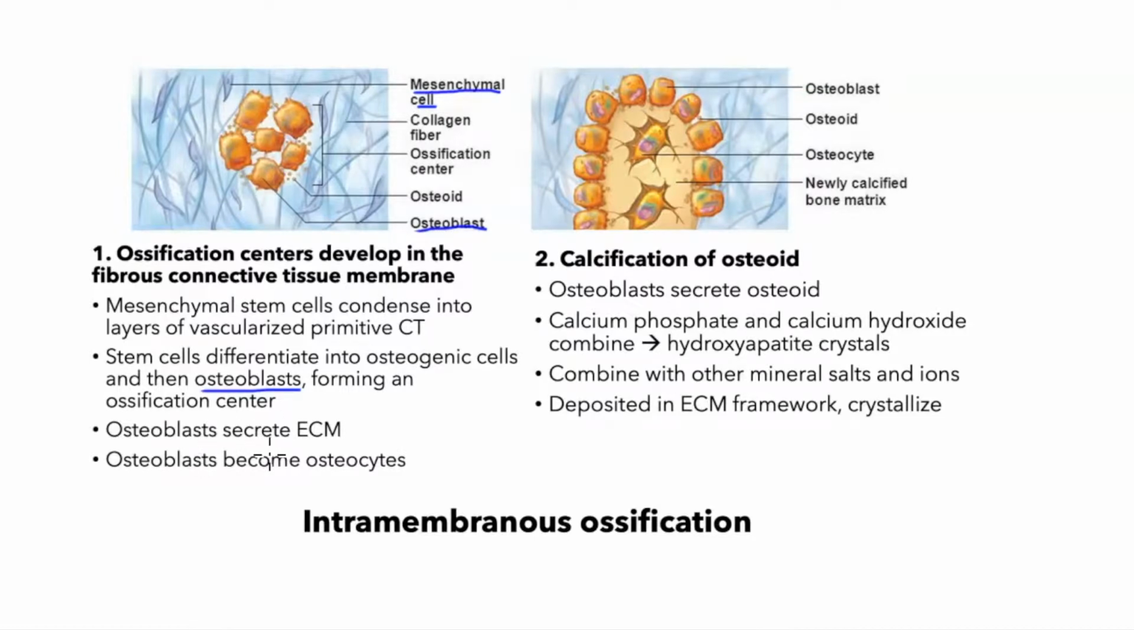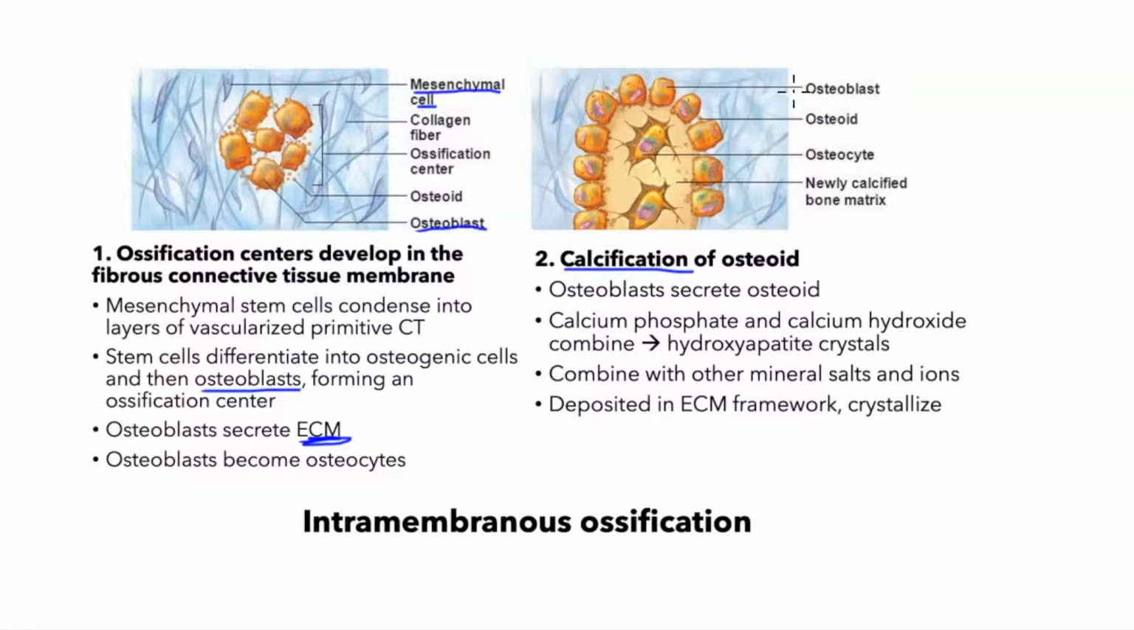These osteoblasts, as we talked about in a previous video, secrete extracellular matrix. So the extracellular matrix is the osteoid and the collagen fibers that you see around here. And these osteoblasts eventually become osteocytes as the extracellular matrix hardens. So the second step of intramembranous ossification is the calcification of osteoid. Calcification just means the hardening by calcium salts.